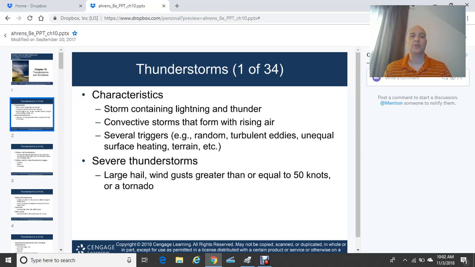And then there's also terrain, mountainous areas. When you have a valley breeze, or when the slopes are heated much more greatly than the lower valleys, you typically get rising air over those mountain slopes. Now, what is the criteria for severe thunderstorms? That would be large hail, wind gusts greater than or equal to 50 knots, or a tornado is present. That's the severe thunderstorm classification criteria.